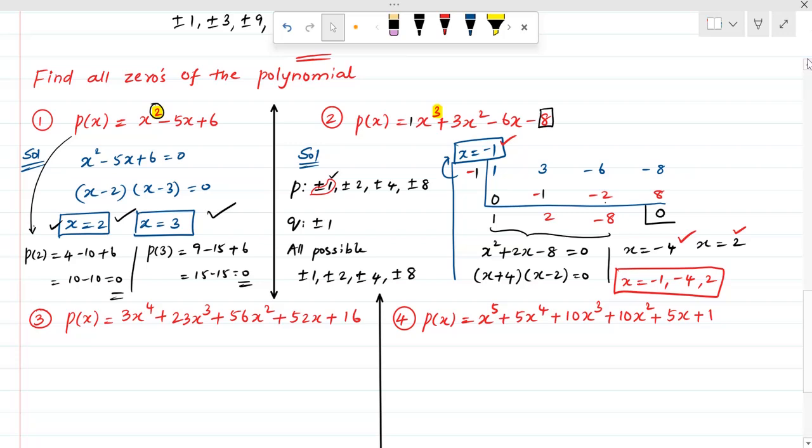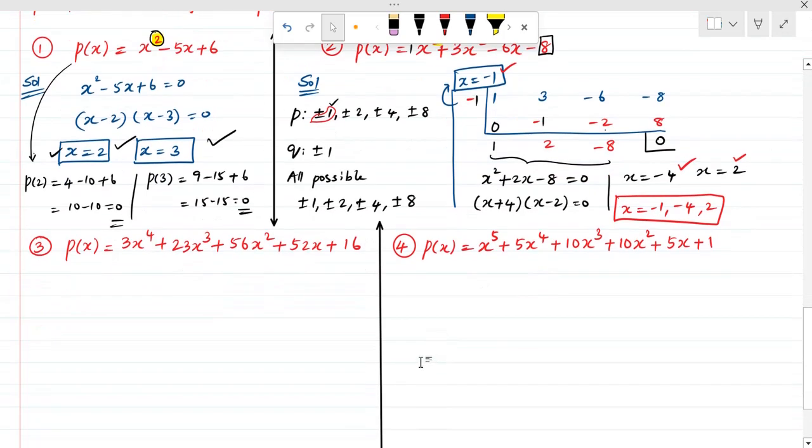Now the next one will have power 4. Therefore you will have four zeros. You have to calculate the four zeros. How will you calculate? Let us check. It's the same rule, we will do the same thing. I just calculate the P and Q.